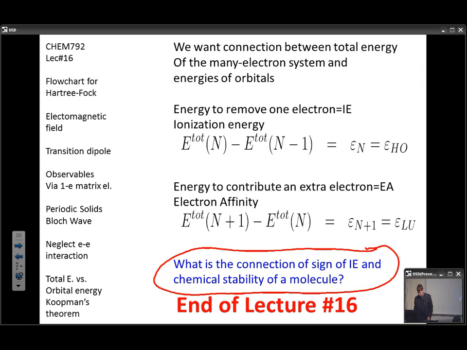Okay. And this is a question that probably we can put as a little verbal question into next homework: how the sign of the ionization energy relates to chemical stability of a molecule.